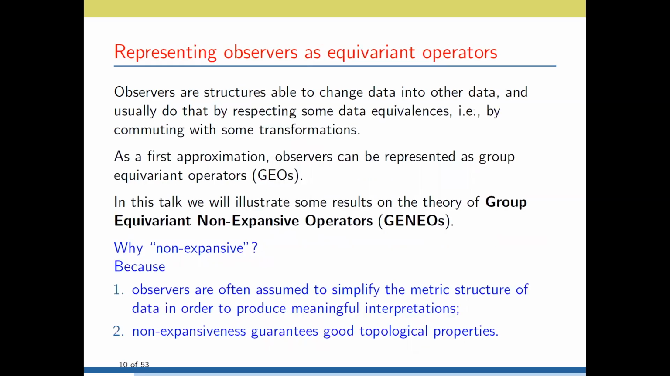Okay, so how can we represent observers? Observers are structures able to change data into other data, and usually do that by respecting some data equivalencies, that is, by commuting with some transformations. For example, think about blurring an image. You have an image, and you compute the convolution with a symmetrical kernel, okay? I mean a rotationally symmetrical kernel.